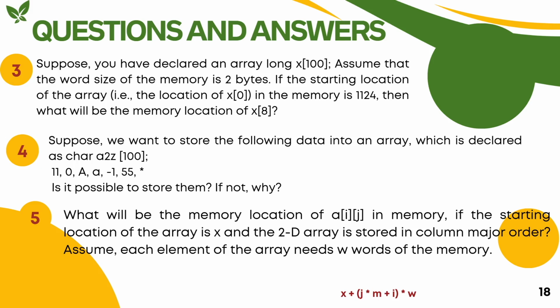And the fifth question is, what will be the memory location of a[i][j] in memory if the starting location of the array is x and the 2D array is stored in column major order? Assume each element of the array needs w words of memory. So, here there is only a slight change in the formula which we saw before. Just because it is column order, we revise it as x plus j into m plus i into w. So, this is the formula which we are supposed to use to compute the memory location of individual elements in this 2D array.